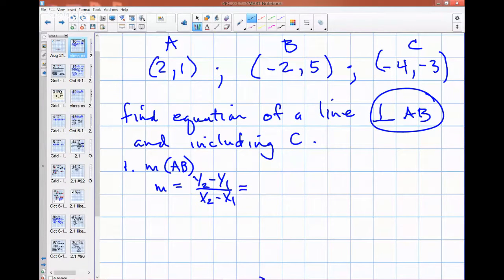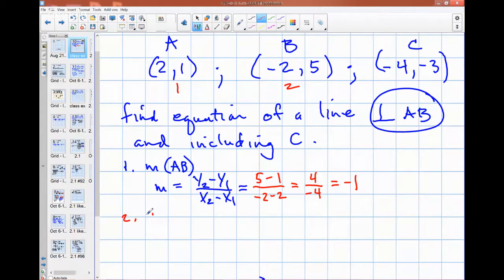So now you're doing A and B. Let me get a different color. Should we call this point 1 and this one point 2? So y2 is 5, y1 is 1, x2 is negative 2, and x1 is positive 2. If I did my arithmetic right, I get 4 over negative 4, so the slope of that line is negative 1. So let me just say, step 2.